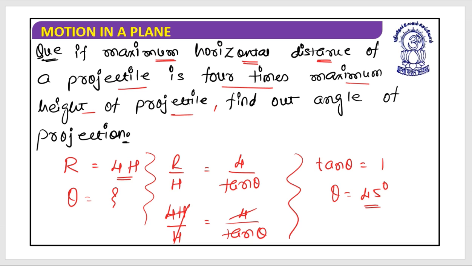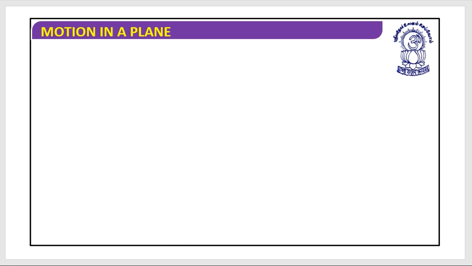Yes, simplest. But it is the simplest only after you know that R by H is equal to 4 by tan theta. R by H is equal to 4 by tan theta. Yes. So can you do this? Can you? One more question of the same category. One more. Yes, let's move on.